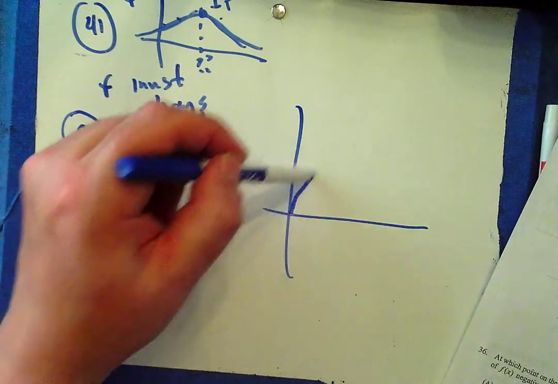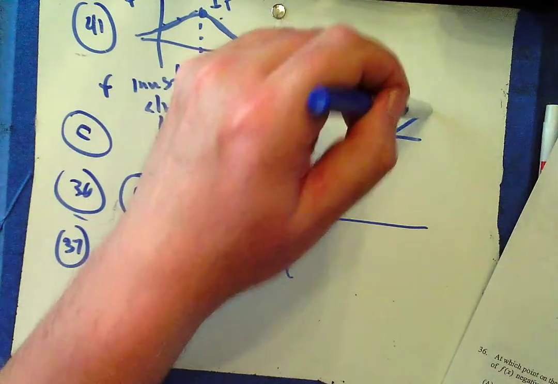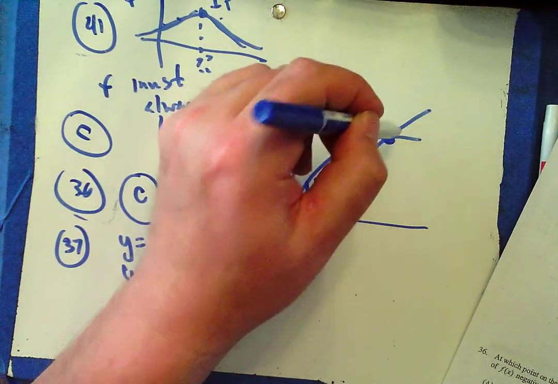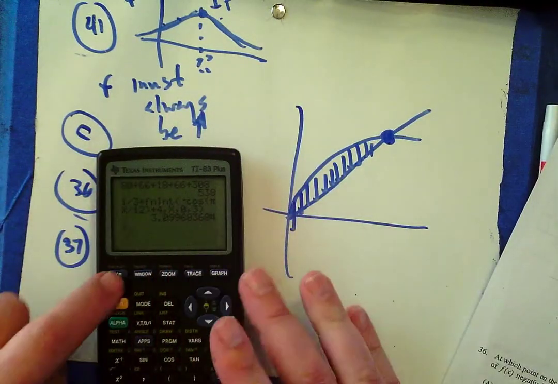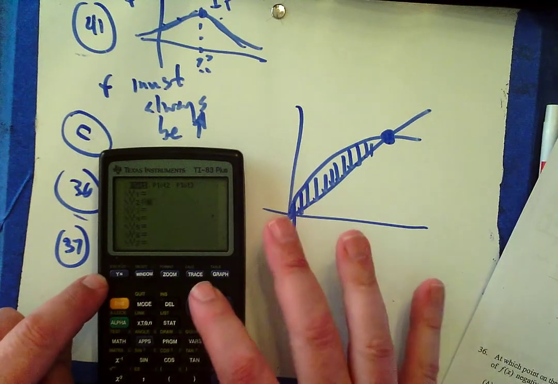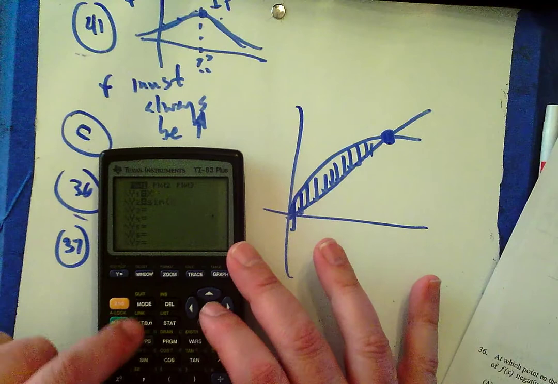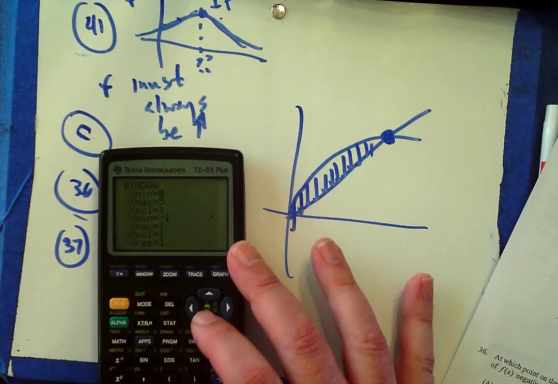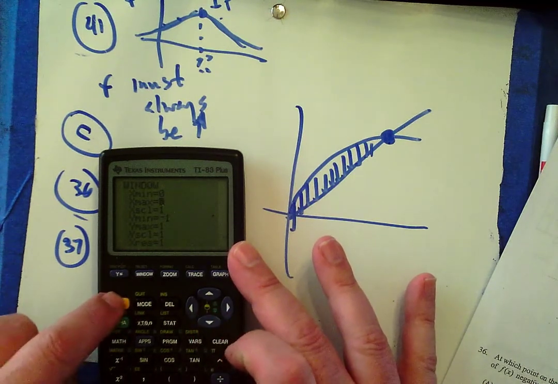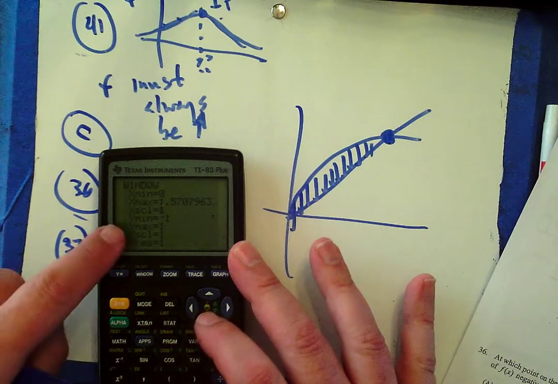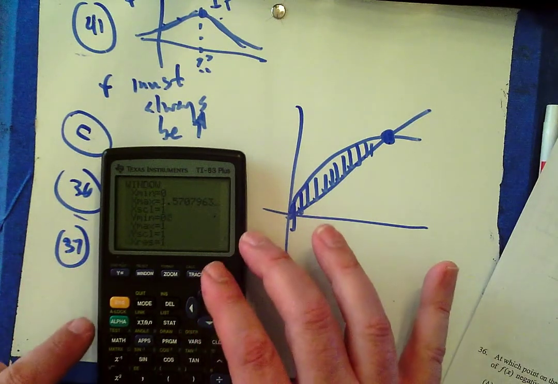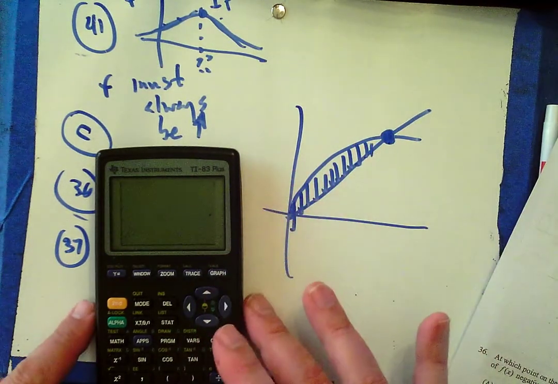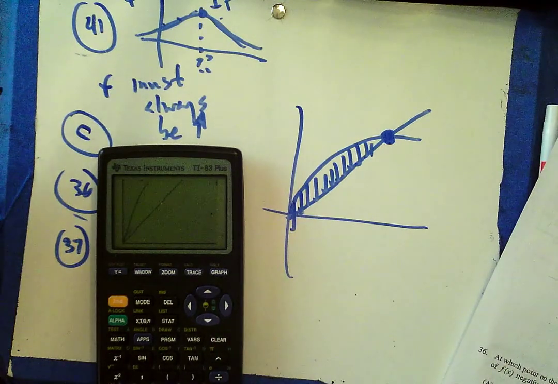So I've got some sort of function like this, and I'm looking for this area. So I need to find this point. Let's use our calculator strategically to figure that out. We've got y equals x and y equals sine of 3x. And I want my window to be 0 to pi divided by 2. And I don't need any negative values. Nope, sine doesn't go higher than 1. Okay, y equals x.